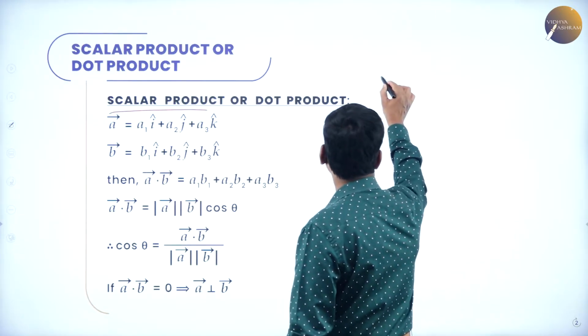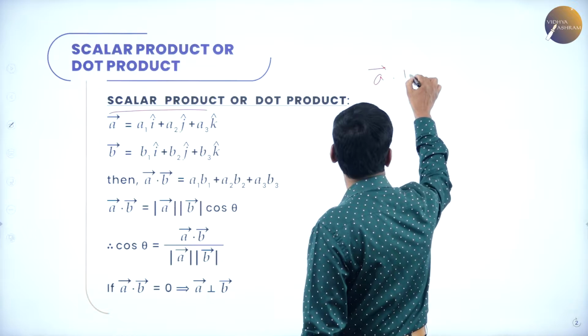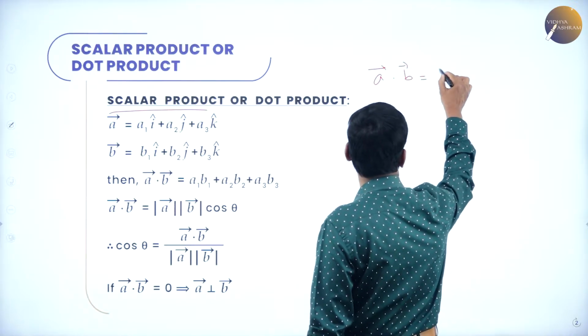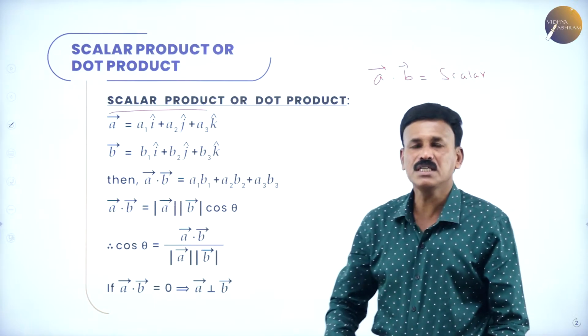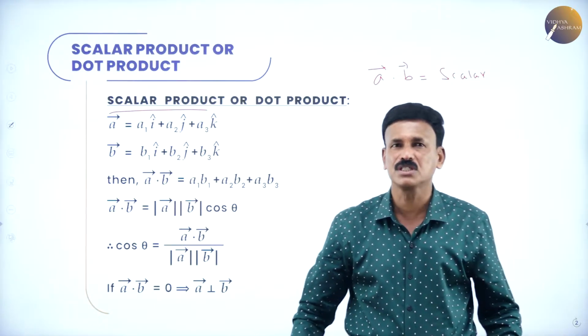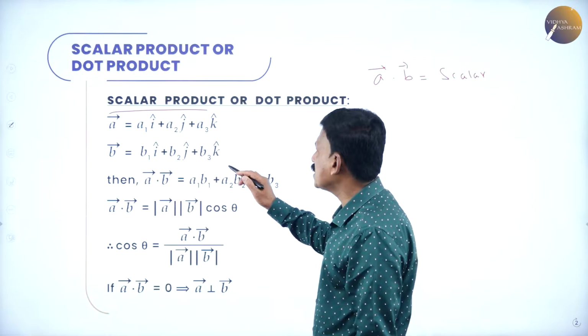The dot product of two vectors is denoted as A dot B. And this A dot B, the dot product, is always a scalar quantity. A dot B is called the dot product. Now, let us consider two vectors.